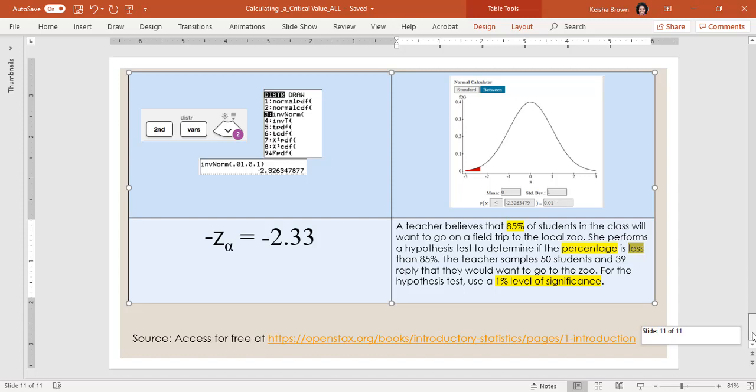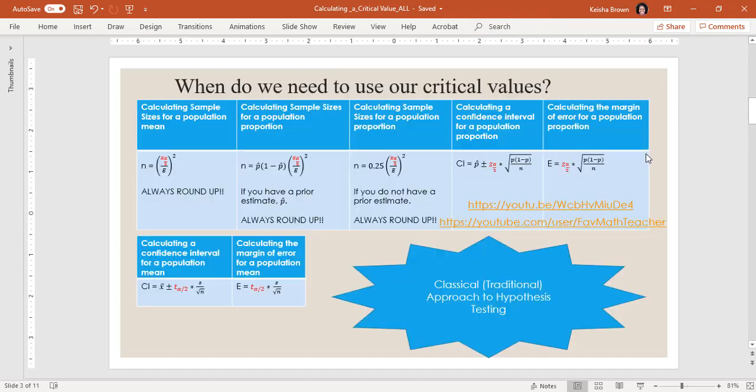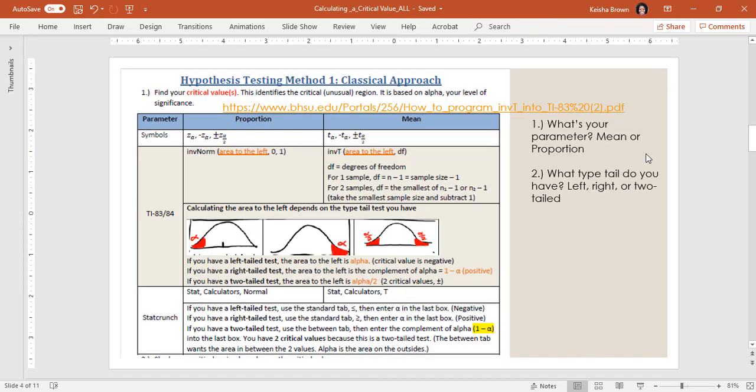So in conclusion, your critical value is found either with inverse norm if it's a proportion problem, or StatCrunch calculators normal if you're a StatCrunch person. So proportions, it's always the normal distribution. Your symbol is going to have z sub alpha somewhere in it. For mean problems, you're working with the student's t distribution. So in your calculator, inverse t takes the area to the left and degrees of freedom. In StatCrunch, it's stat, calculators, T.